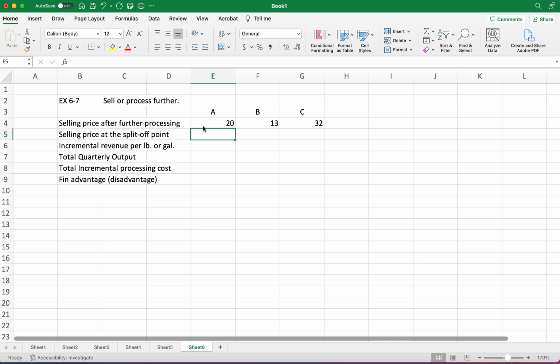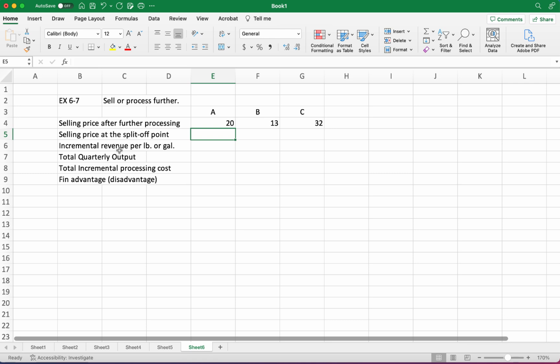We can process it, get a selling price, or we can process it even further and get another selling price. So we're going to compare the selling price after further processing, and then we're going to enter in our information that tells us this is the selling price at the split off point, meaning at the split off point, we can either sell it or we can process that thing that we have more. We can do some further processing and get another selling price for it.